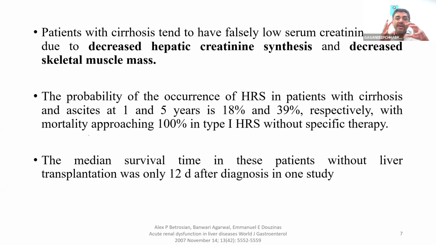Now, the probability of occurrence of hepatorenal syndrome in patients with cirrhosis and ascites at 1 year and 5 years is from 18% to 39%, with the mortality approaching as high as 100% in type 1 HRS without specific therapy. So this has a real bad mortality.